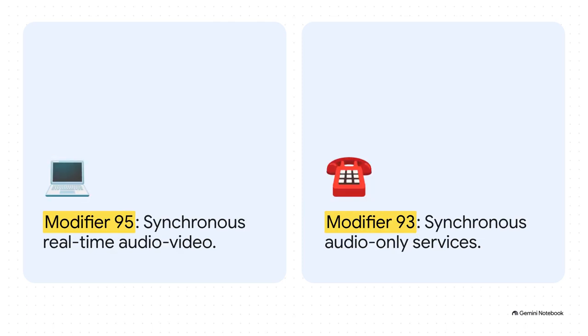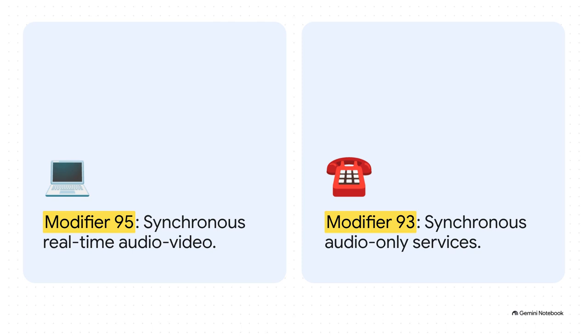Right, next up, we have to tell the payer exactly how the service was delivered using modifiers. You never want to confuse these on your claim form. Modifier 95 indicates a synchronous telemedicine service via real-time interactive audio and video. Append 95 when you have visuals, when you can actually see the patient and they can see you.